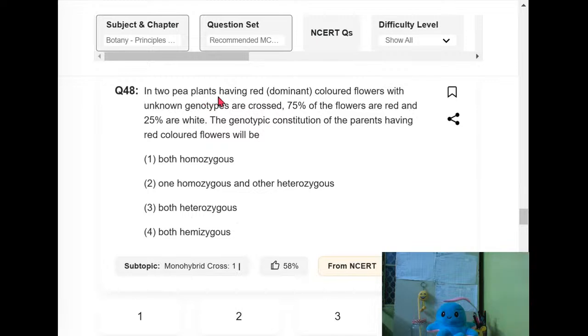Two pea plants having red dominant color flowers with unknown genotype are crossed. 75% of flowers are red, 25% are white. The genotype of the parents having red color flowers will be: heterozygous, one homozygous and the other heterozygous, both heterozygous. Okay, okay.